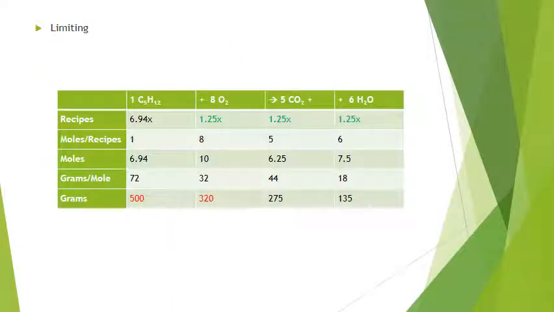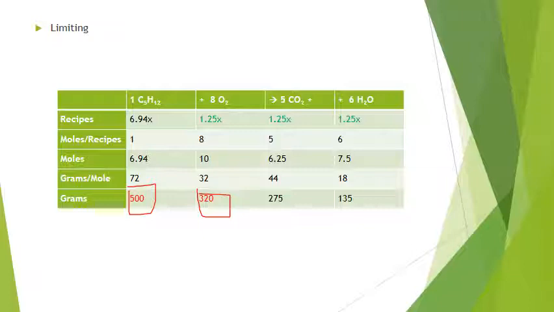And okay, so the last problem here. So again, just like I said previously, you're given 500 grams of the pentane, 320 grams of oxygen. You mix them together, and you want to know how much product you're going to make. So you have to figure out which one of these you're going to run out of first. So you have to figure out how many recipes each one can do.